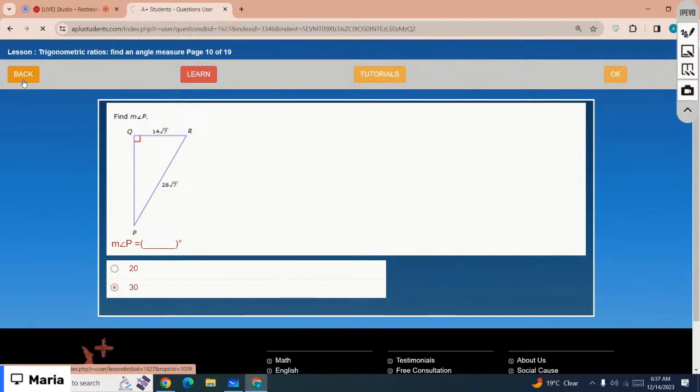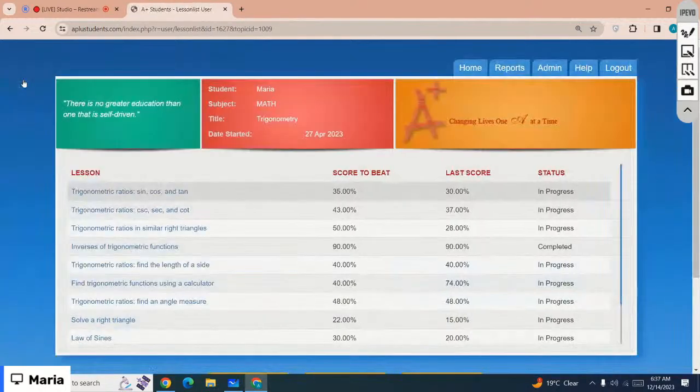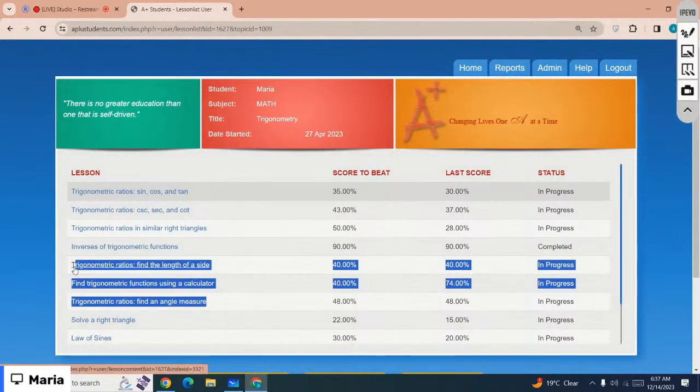Okay, you can complete the lesson by yourself later today. So we're working on grade 10 math. The chapter we're working on is trigonometry. And the lessons we have covered today are trigonometric ratios, find the length of a side, find trigonometric functions using a calculator, and trigonometric ratios, find an angle measure. So please make sure before the next session you complete all the practice questions for the lessons we did today. That is your homework until next session.